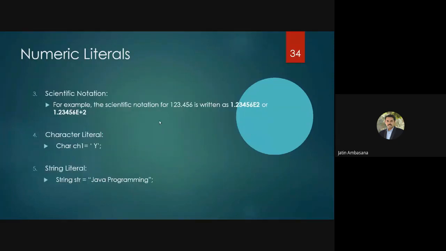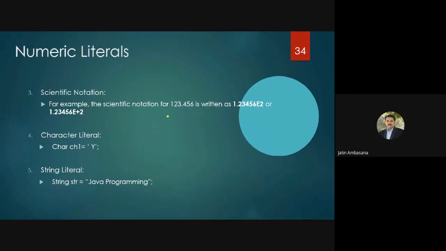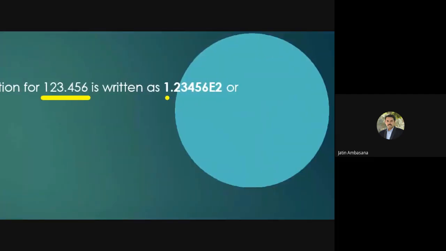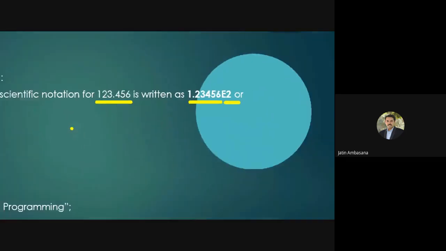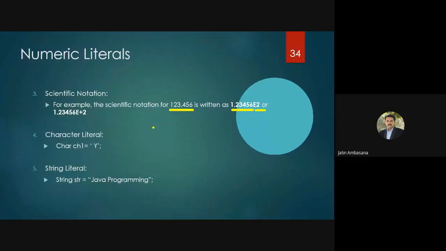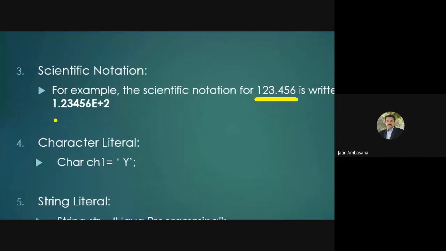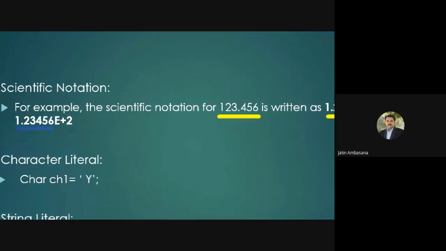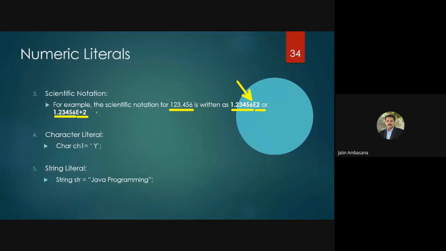Then what if you want to use scientific notation? Then you can use scientific notation like this. Suppose this is the number 123.456. You can write it like this: 1.23456E2, that is by saying that it is multiplied by 10 raised to 2. Similarly, you can even write it like this. The same literal can be written as 1.23456E+2, that is 10 raised to plus 2. So 1.23456 multiplied by 10 raised to plus 2. That's the meaning of this number.